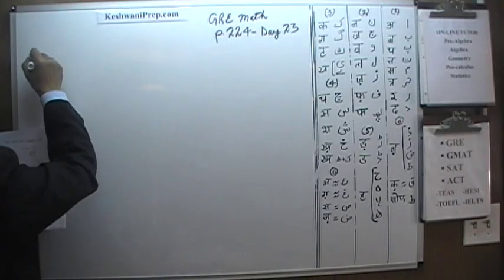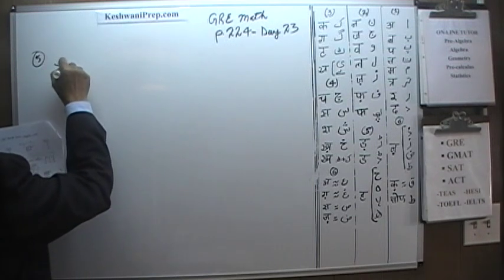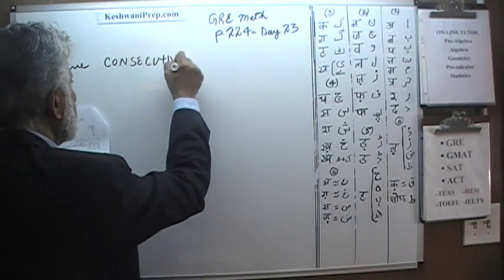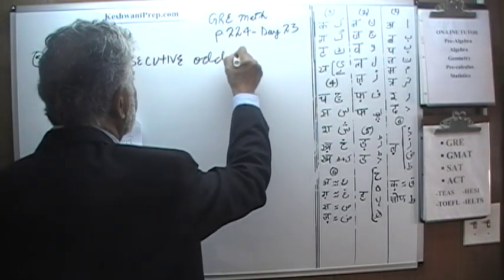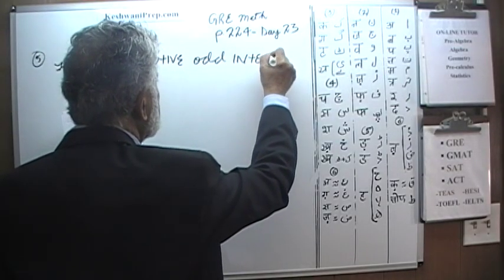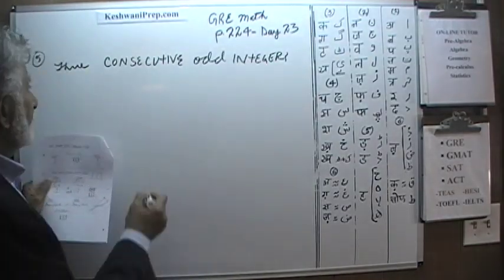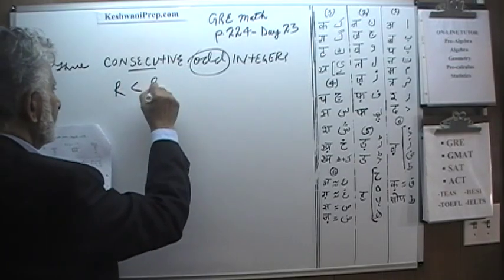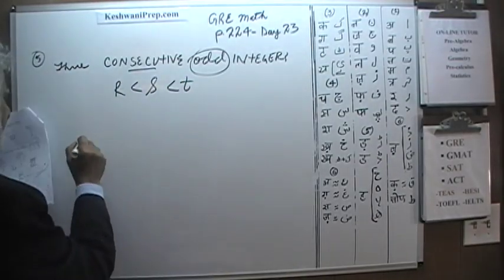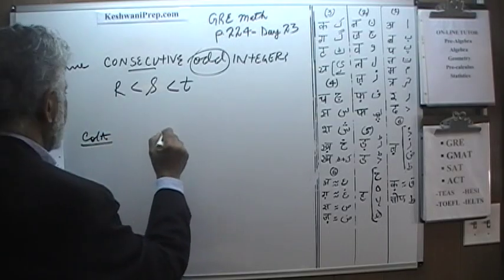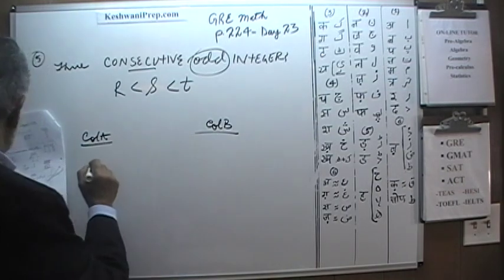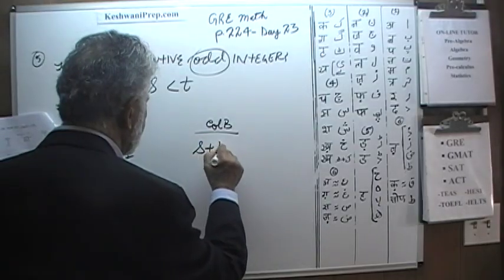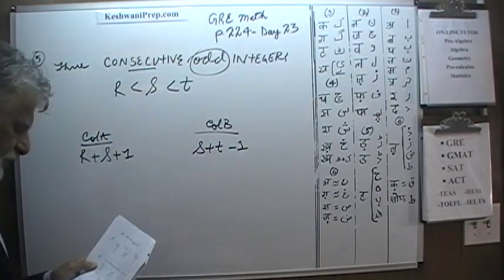Number 5. We are told that we have 3 consecutive odd integers. We have to pay attention. They have to be consecutive and they have to be odd. And we are told that R is less than S, which is less than T. Here is column A and column B. R plus S plus 1, S plus T minus 1. Go ahead, do it yourself.